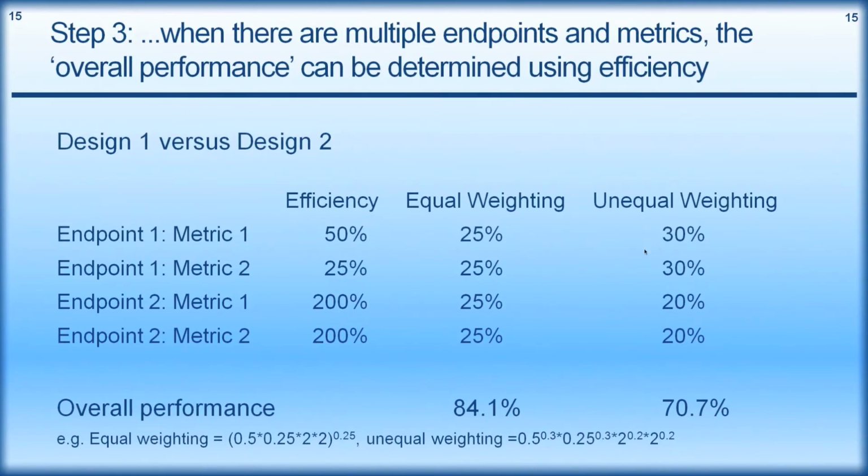Alternatively, we could give an unequal weighting to the different endpoints and metrics. So here, endpoint 1 is considered a little bit more important than endpoint 2. And again, we can calculate the overall efficiency here. So design 2 would need 71 patients for every 100 patients we would need with design 1.